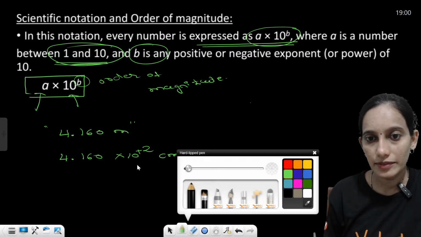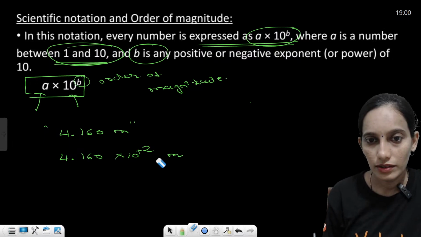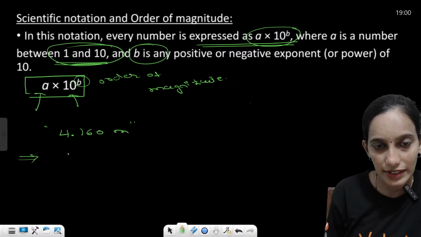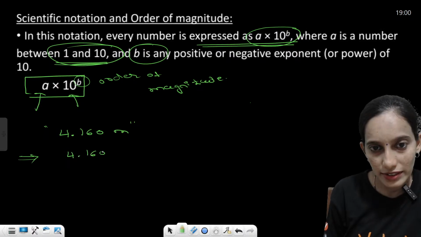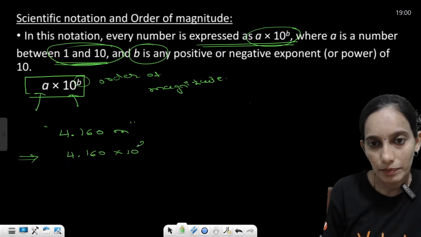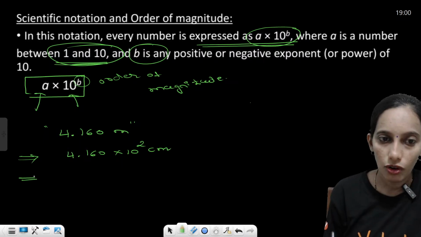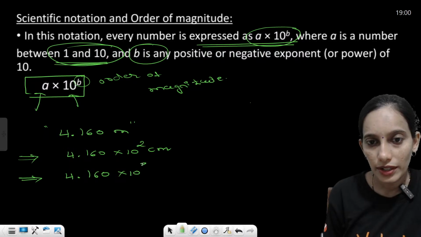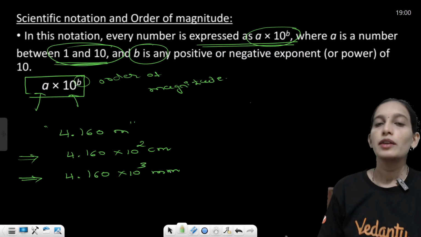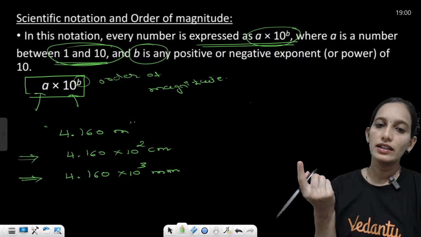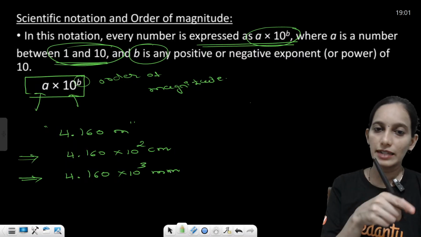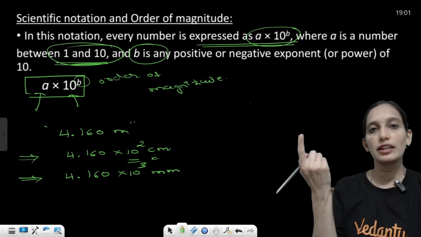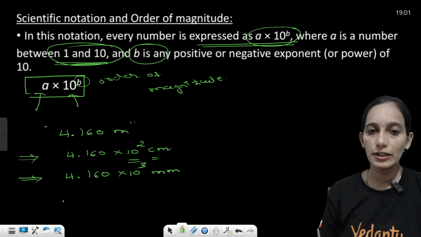So what can I do now? This can be written as 4.160 into 10 power 2 centimeter. Can I write like that? Yeah. This is also equivalent to saying 4.160 into 10 power 3 millimeter, because milli means 10 power minus 3. So 10 power plus 3 and minus 3 cancel, and we get the same number. Similarly, 10 power plus 2 centimeter, and centi means 10 power minus 2. So again I get the same value, correct.